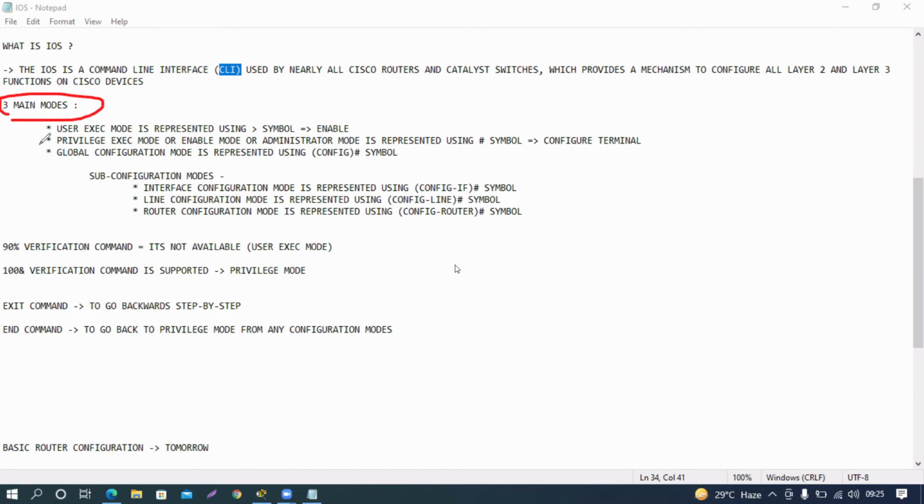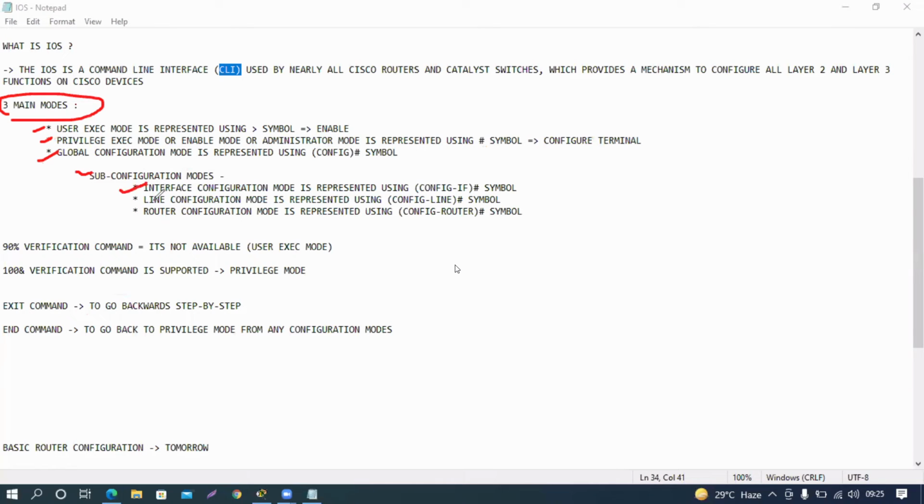Three main modes. The first mode is called user exec mode, the second is privilege exec mode, and the third is global configuration mode.